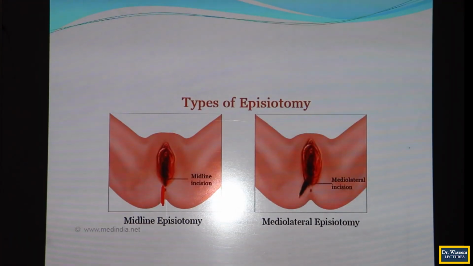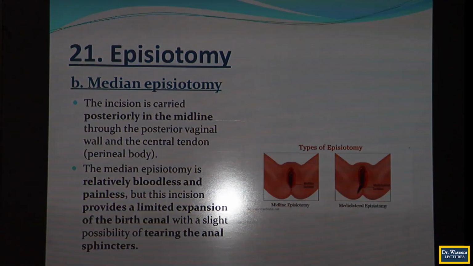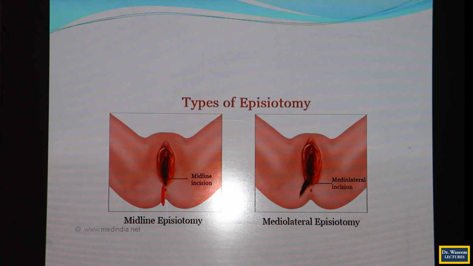So, this midline episiotomy or median episiotomy, posteriorly it is the midline through the posterior wall and central tendon of the perineum, that is called the perineal body. Usually it is bloodless, painless. It provides a limited expansion of the birth canal. The previous one was more, but this one, though it is relatively bloodless and painless, the expansion of the birth canal is limited, and there are chances that the perineal body and external anal sphincter can be injured also. So, usually more preferable episiotomy nowadays is the mediolateral episiotomy.